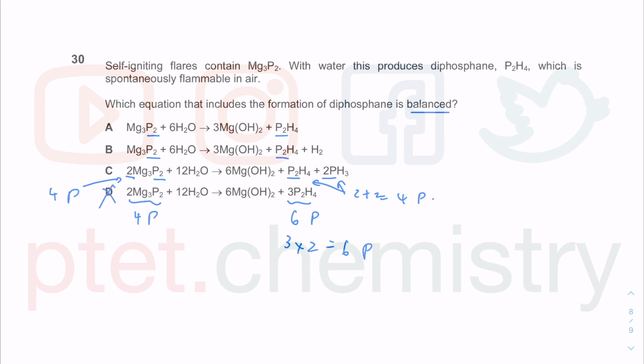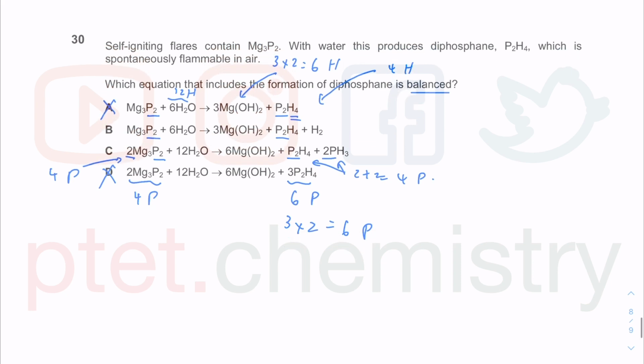Next thing, let's have a look at the oxygen. 6 oxygen. Here you have 2 oxygen because in the bracket you got 2 oxygen, 2 hydrogen, and you got multiplied by 3. So you have 6 oxygen altogether, and you have 6 hydrogen. 6 oxygen balance, but here you have 12 hydrogen. Here you have 3 times 2, which is 6 hydrogen. Here you have 4 hydrogen. 6 plus 4 give you 10 hydrogen. You have 12 hydrogen. A is wrong.